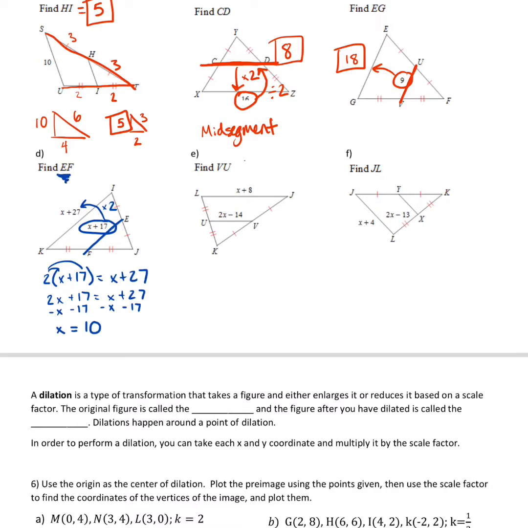to find EF, which is this guy right there. So I know that 10 plus 17, I get 27.